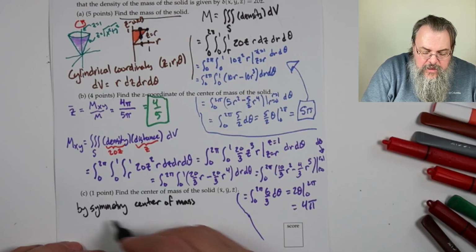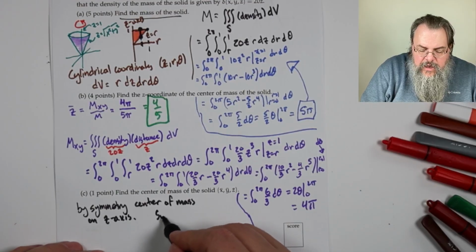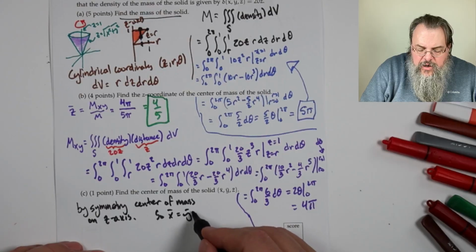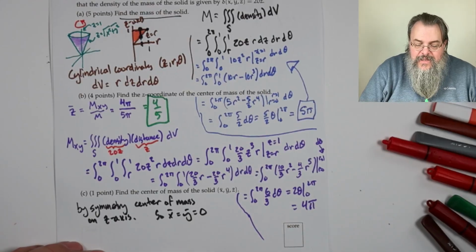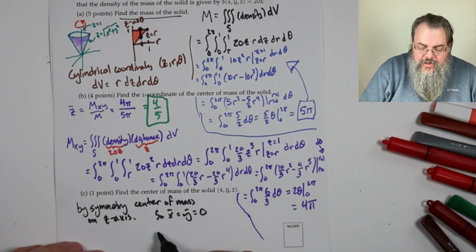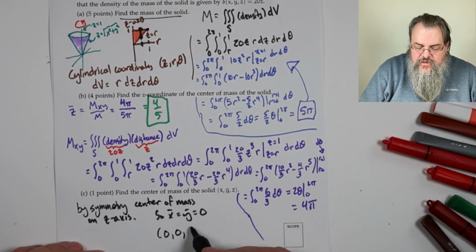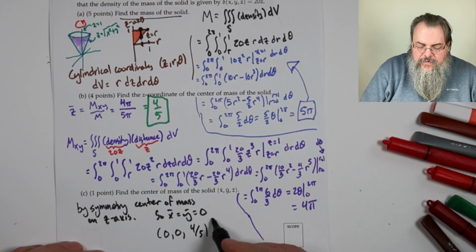Well, what does that give us? It tells us the following. So x bar and y bar are both 0. We already found z bar, so our answer is 0, 0, and 4/5.